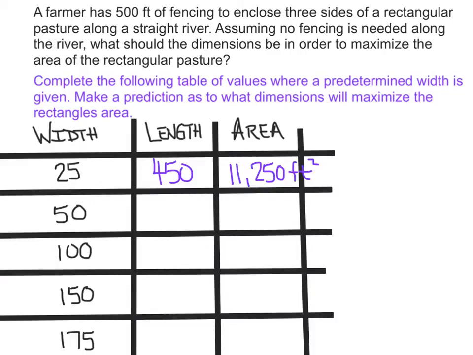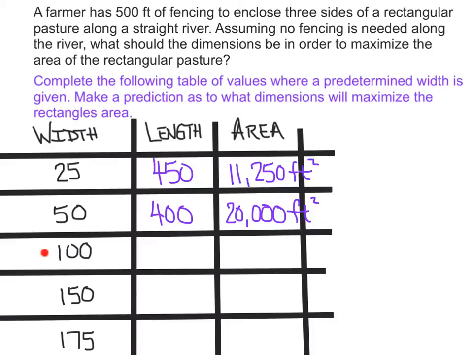Alright, now how about this? What if I used 50 feet for the width? 50 here, 50 there, that's a total of 100 already used. How much is left over? I've got 400 still left. If I multiply 50 times 400, that's 20,000 square feet. So it looks like the area got a little bit bigger. So in this case, I'd rather have a width of 50 than a width of 25.